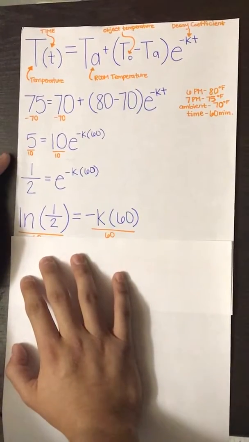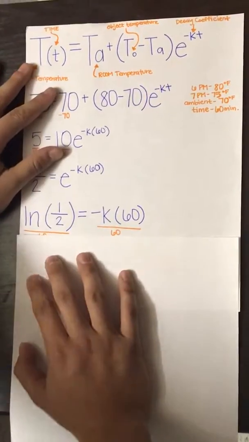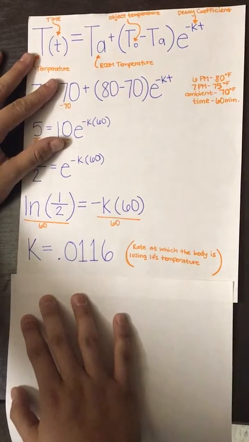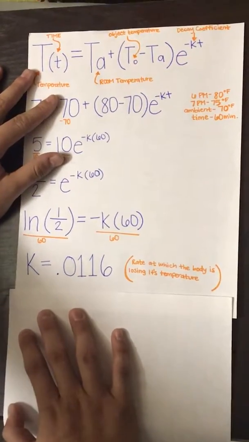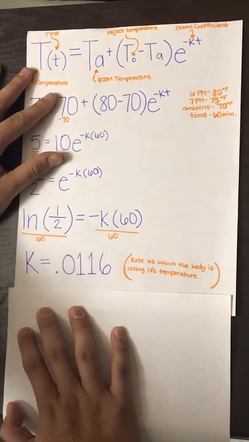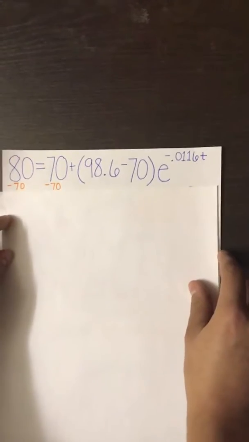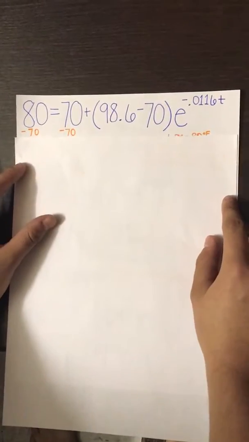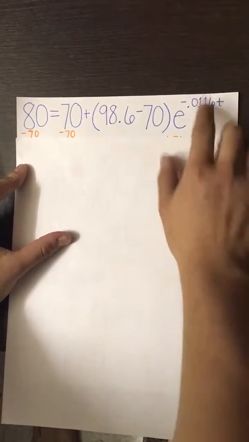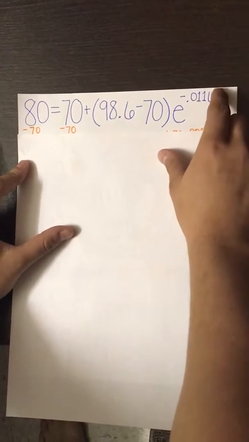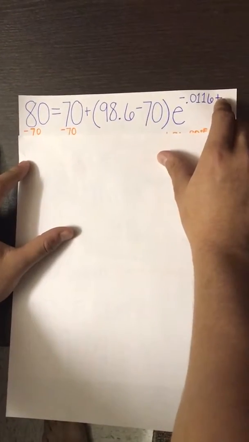In order to isolate the k, we divide both sides by 60, and we find that k is equal to 0.0116, which is the rate at which the body is losing its temperature. And now that we know k, we can use it in our new formula, where the only difference is we now know our k, so we plug it in, and we're solving for t, the total time elapsed.